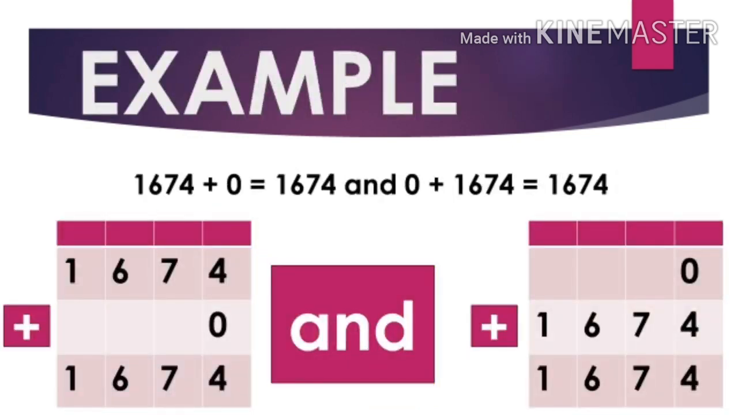Let us understand the same with the help of one more example. I have added 1674 with 0 and the answer is the number itself, that is 1674. In another condition, I have added 0 and the number 1674. But the answer remains same, that is the number itself, that is 1674.